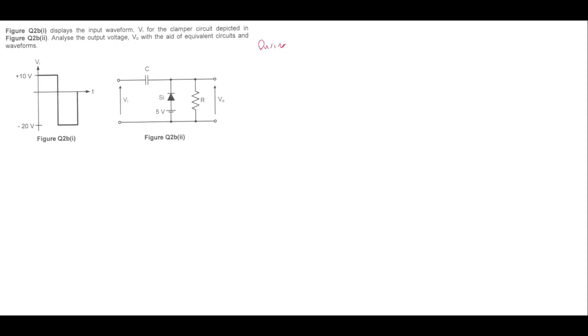During the negative half cycle, basically here, the half cycle for the input waveform, your input will be like this. During the negative half cycle, here your input is negative 20 volt. Here is the input voltage versus time.